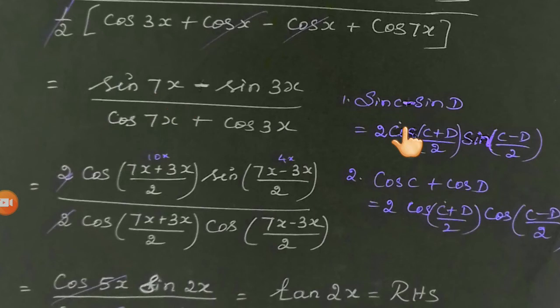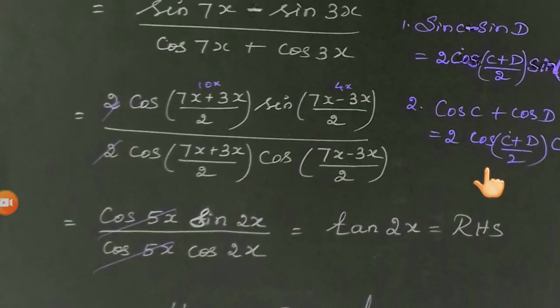Now let us apply the identity: sin c minus sin d equals 2 cos of (c plus d) by 2, sin of (c minus d) by 2. So we have 2 cos of (7x plus 3x) divided by 2, sin of (7x minus 3x) divided by 2. The whole thing is divided by the denominator, which is in the form cos c plus cos d. The second identity: cos c plus cos d equals 2 cos of (c plus d) by 2, cos of (c minus d) by 2. So 2 cos of (7x plus 3x) divided by 2, into cos of (7x minus 3x) divided by 2.